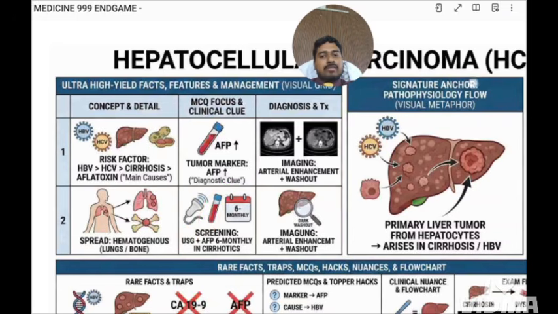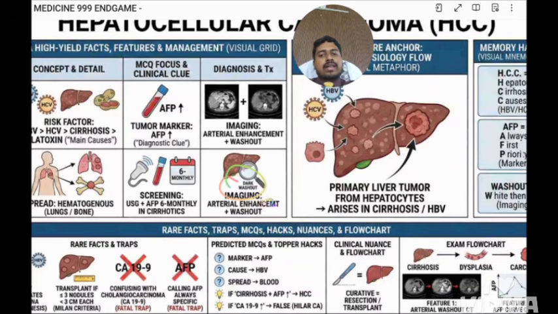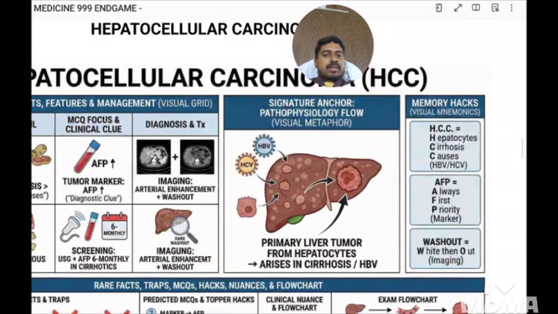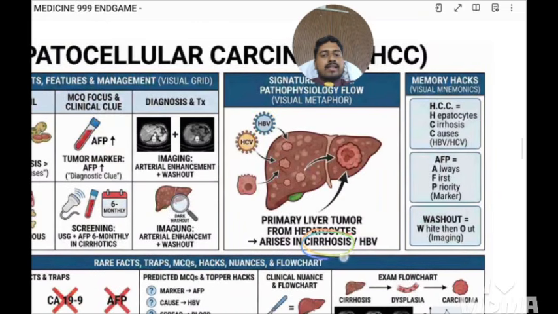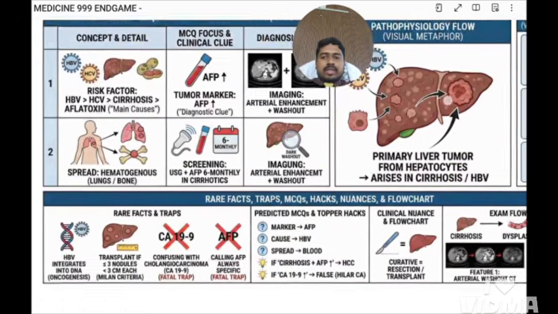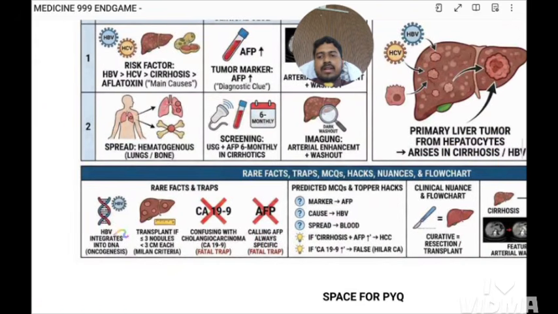Okay, and this thing I had covered in pathology also. So in imaging, you will get arterial enhancement and washout during delayed phase. Okay, just remember this much. So what are the various pathophysiologies? One is HBV, HCV we saw, and third is it can arise in cirrhosis also. Next, what are some rare things?